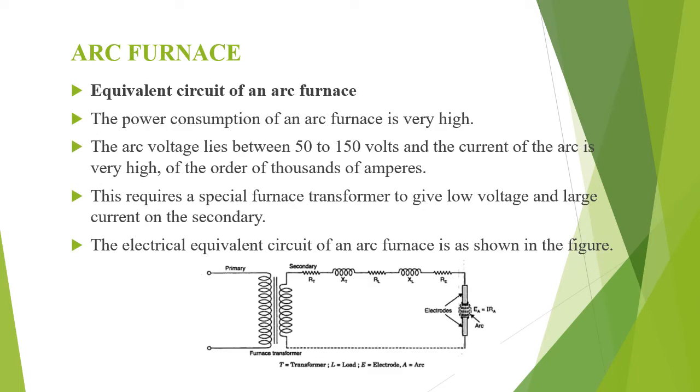Next is equivalent circuit of an arc furnace. The power consumption in an arc furnace is very high. The arc voltage lies between 50 to 150 volts and current of the arc is very high, in the order of thousands of amperes. This will require a special furnace transformer to provide low voltage and large current on the secondary. Figure shows the electrical equivalent circuit of an arc furnace.